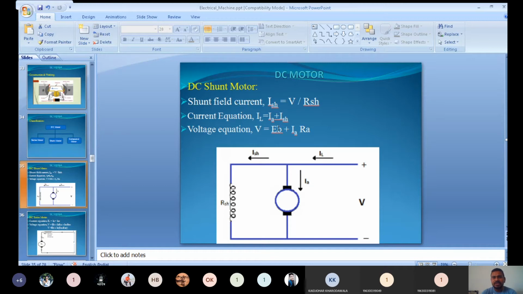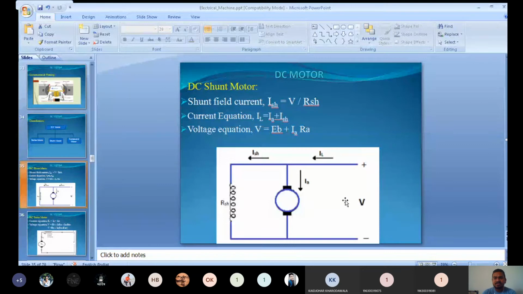So the voltage equation of DC shunt motor is V equals EB plus IaRa, where Ia is the armature current flowing through the armature, and this armature winding has some resistance. So the voltage equation is V equals EB plus IaRa. This is the voltage equation of DC shunt motor.